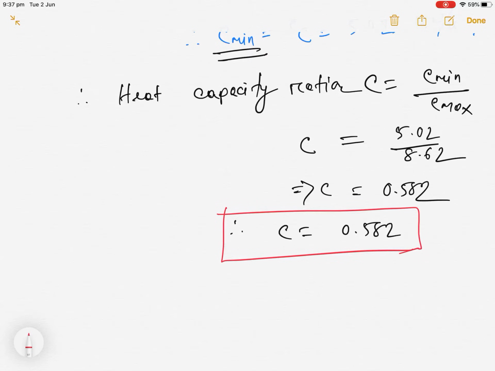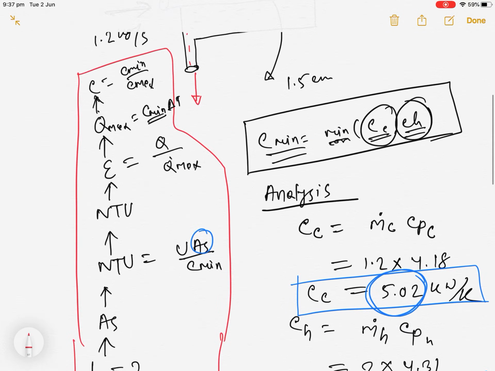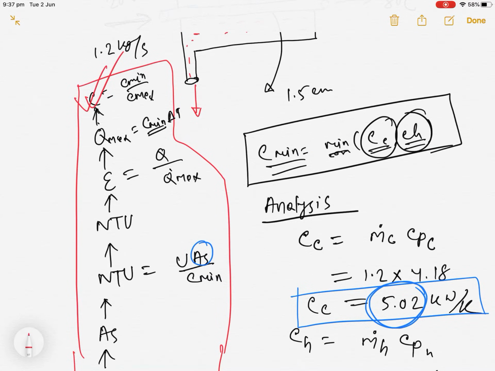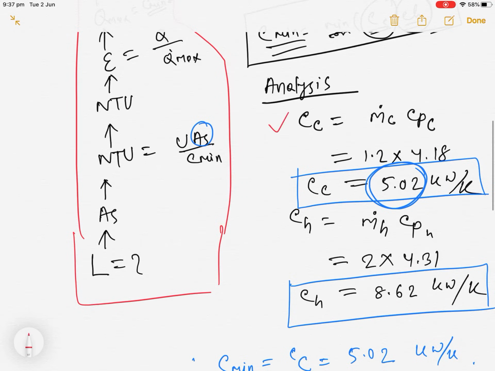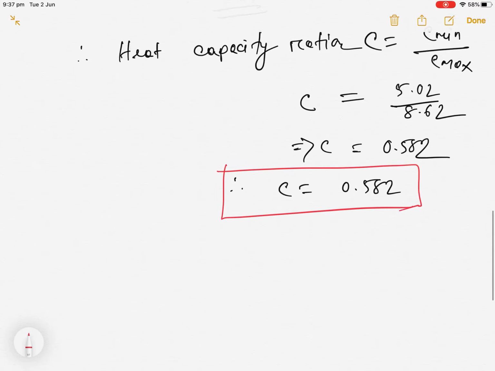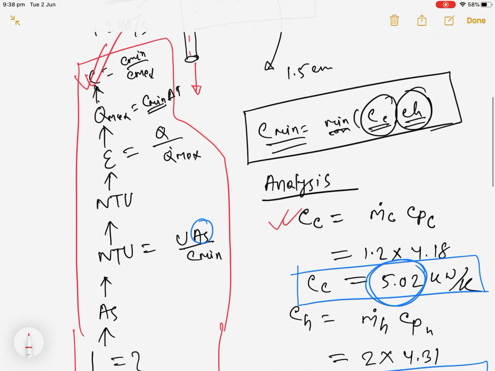So C equals 0.582. This is the capacity ratio we got. Depending on this C, so here we calculated this C, and we calculated the capacity ratio as well. Look, guys, depending on this value, we will select our expression for the NTU. So it is important. We have two expressions for NTU if the C value is greater than 1, or less than 1, or if it is equal to 1. Okay, so we'll discuss that when we solve the NTU relations.